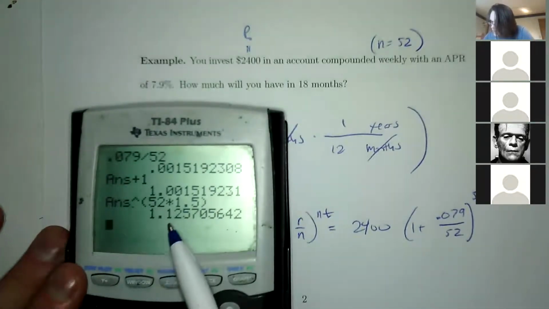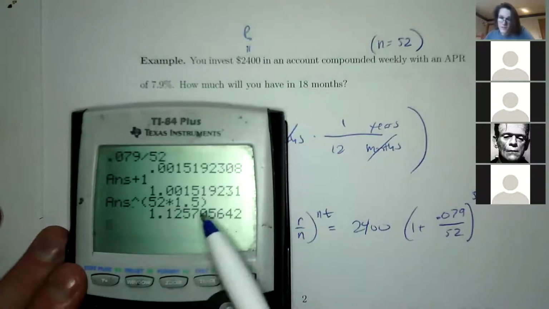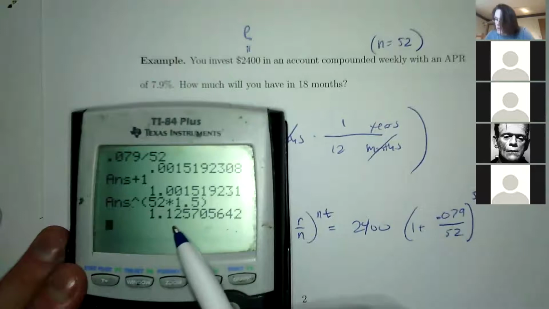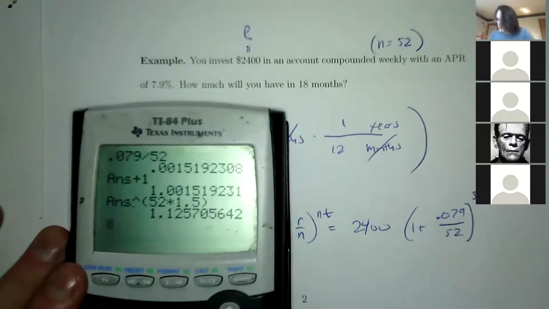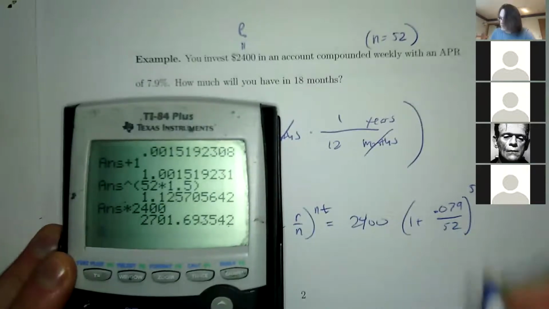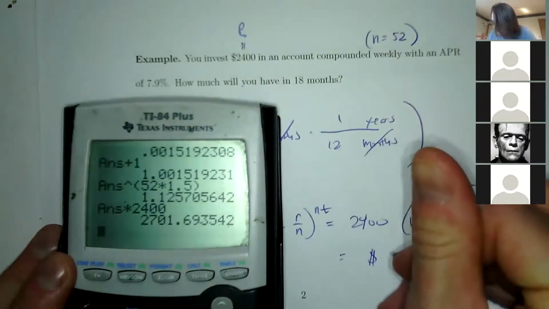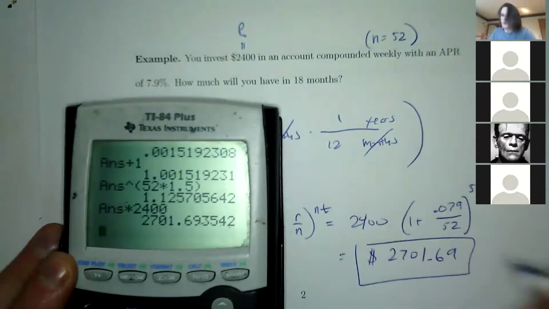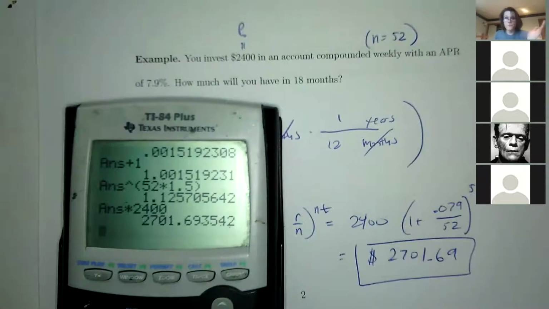So it's 1.1257 whatever. And in terms of percents, what that means is that your principal is going to grow by about 13%, right? So times 2,400. So about 2,700. Again, round to the nearest cent because we're dealing with dollars. 0.69. Okay. It's kind of cool.